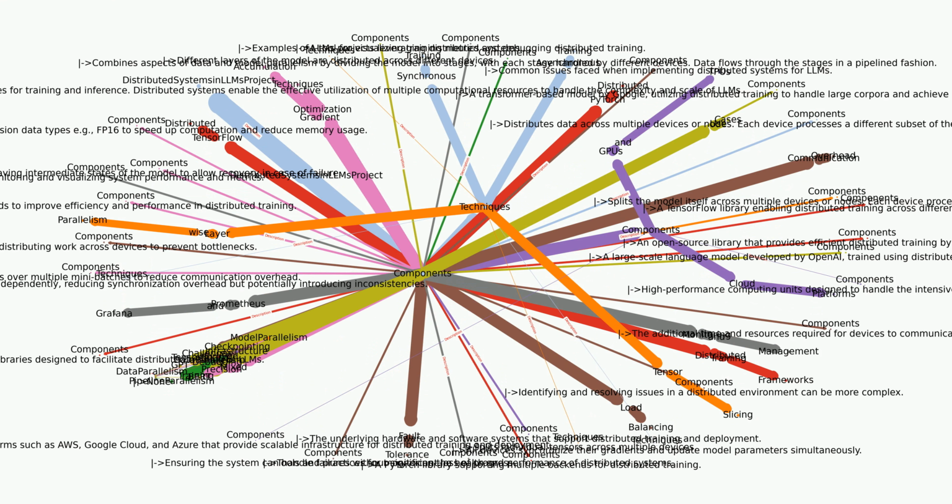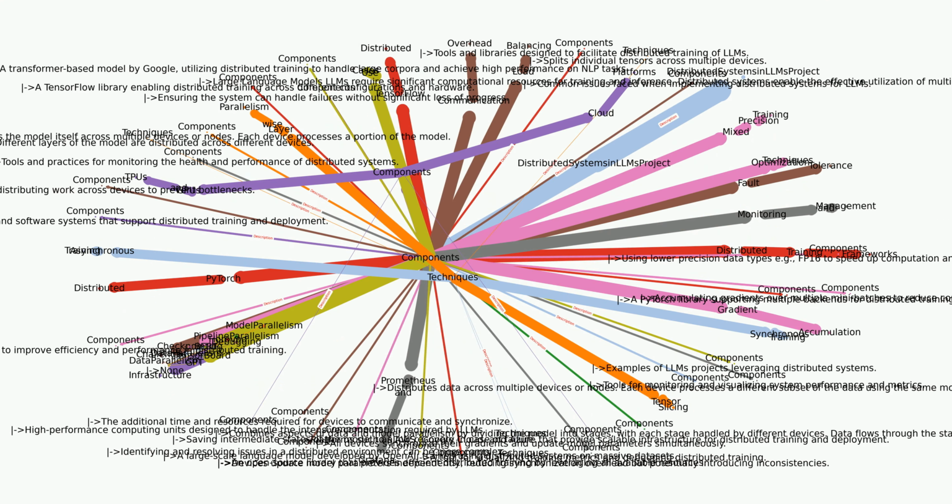Optimization techniques. Description: methods to improve efficiency and performance in distributed training. Examples: gradient accumulation. Description: accumulating gradients over multiple mini batches to reduce communication overhead. Mixed precision training. Description: using lower precision data types, e.g., FP16 (half precision), to speed up computation and reduce memory usage. Checkpointing. Description: saving intermediate states of the model to allow recovery in case of failure.